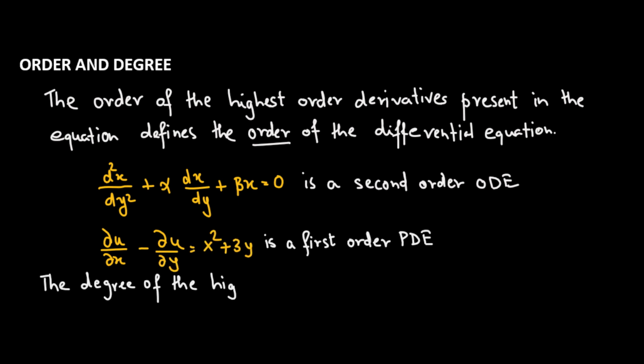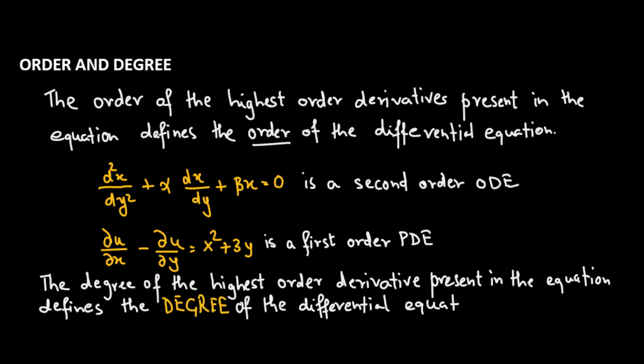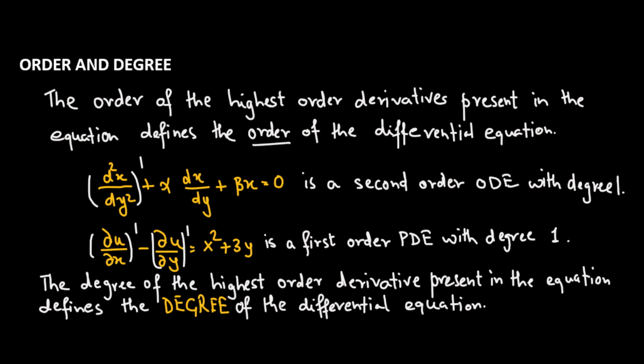The degree of the highest order derivative present in the equation defines the degree of the differential equation. So this equation is a second order ordinary differential equation with degree 1. This equation is a first order partial differential equation with degree 1.